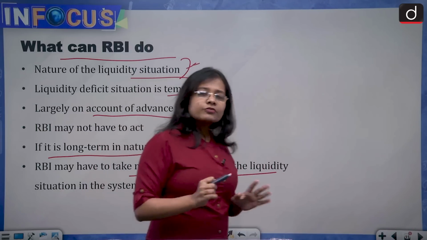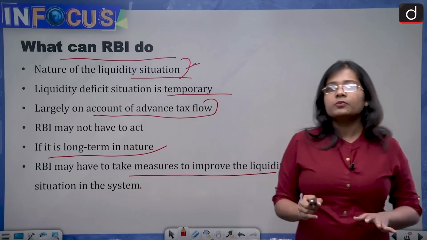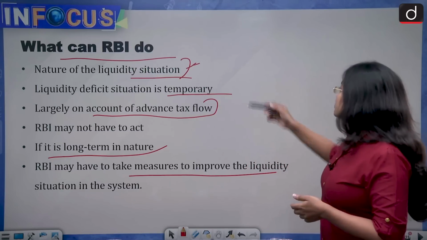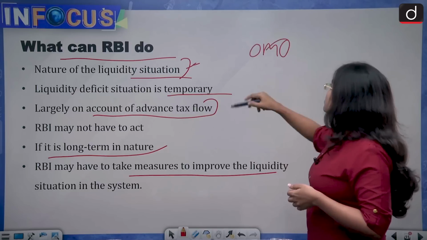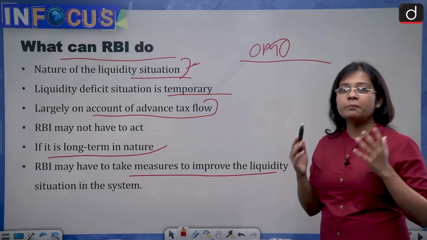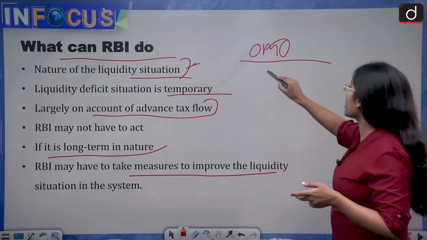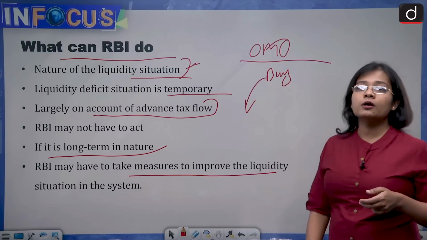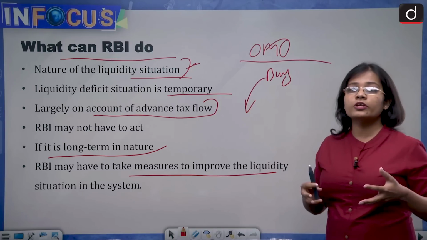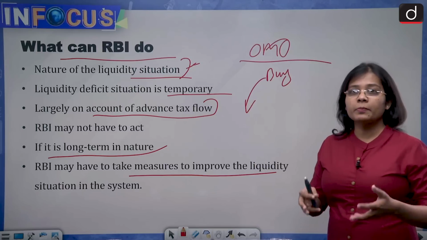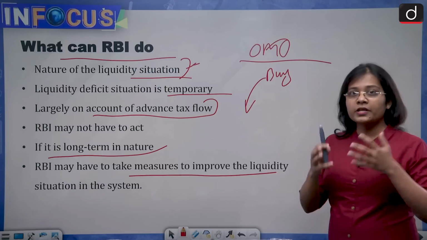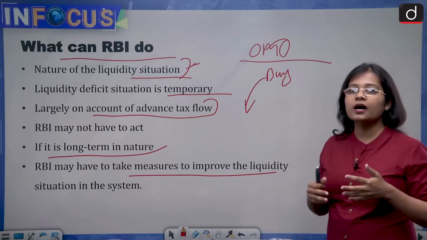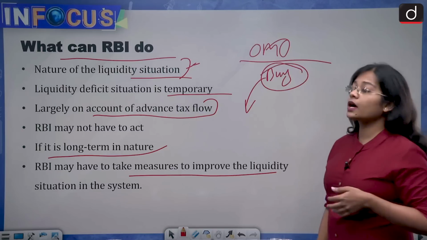For example, if there is a tight liquidity system and a deficit in the market, then what can the RBI do? Imagine there are open market operations. The RBI will buy securities from the market, and when the RBI buys securities, it will put money into the market. When they put money into the banks, the liquidity will be with the banks, while the RBI will be able to buy the securities from the banks.